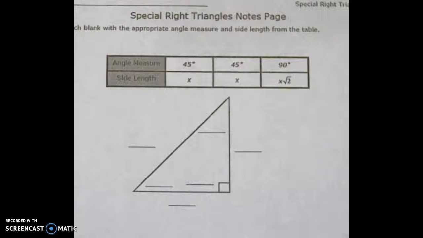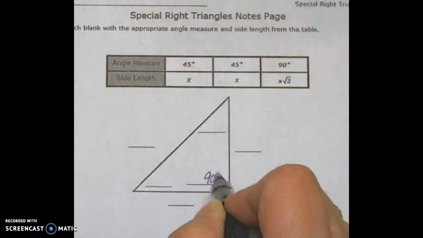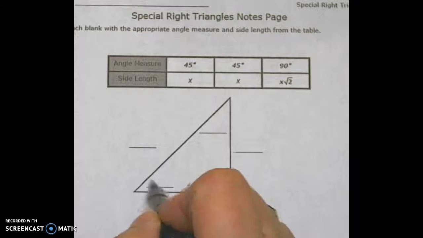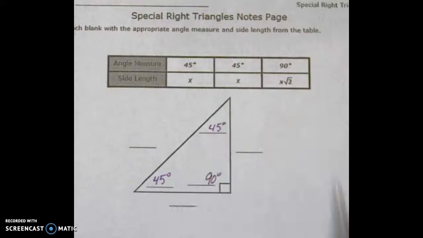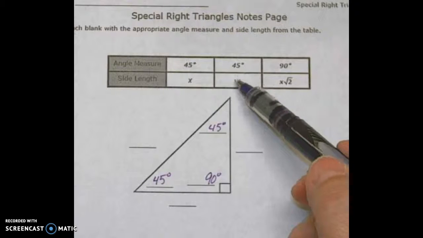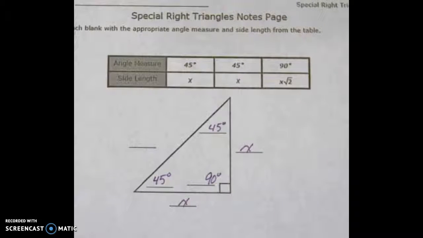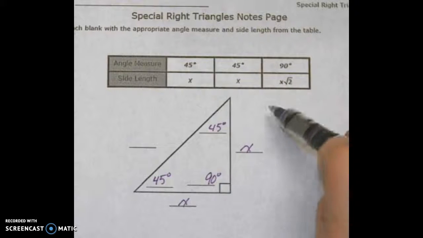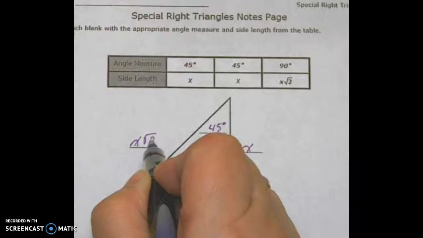So if you fill in the information on the generic triangle, the 90 degree angle, where the right angle symbol is, each of your acute angles are 45 degrees. The sides opposite those 45 degrees have lengths of x. Each of the legs are the same. These are isosceles right triangles. And the length of the hypotenuse across from the 90 degree angle will be that number x times the square root of 2.